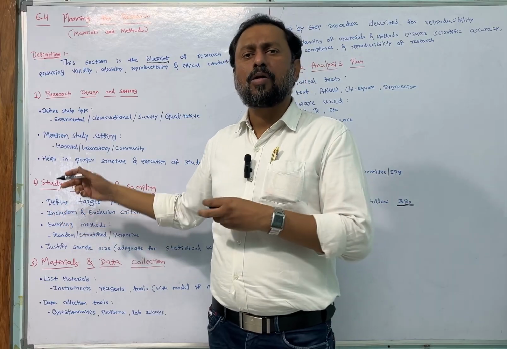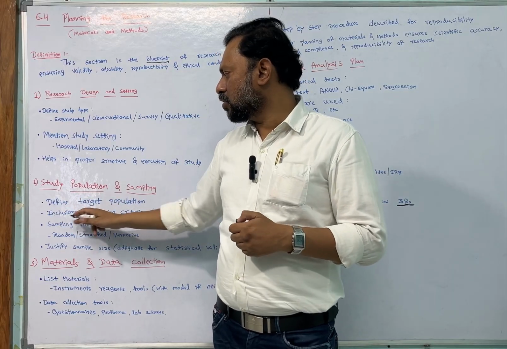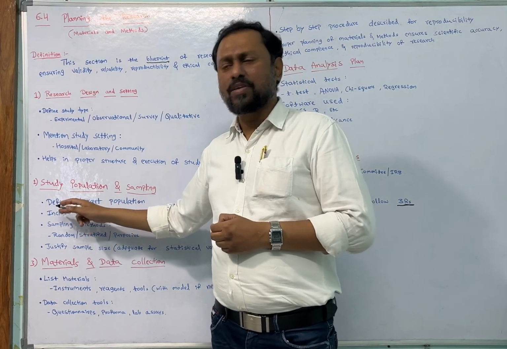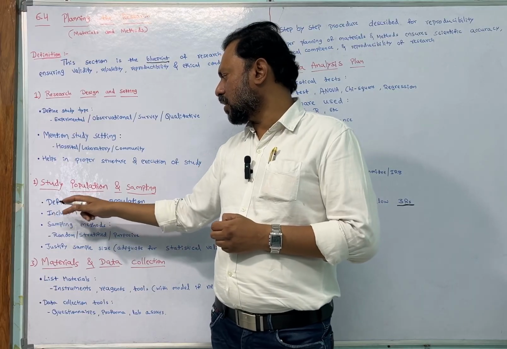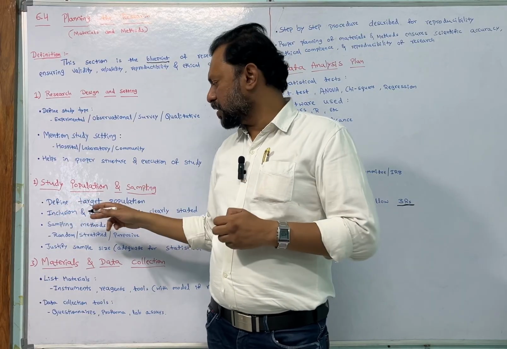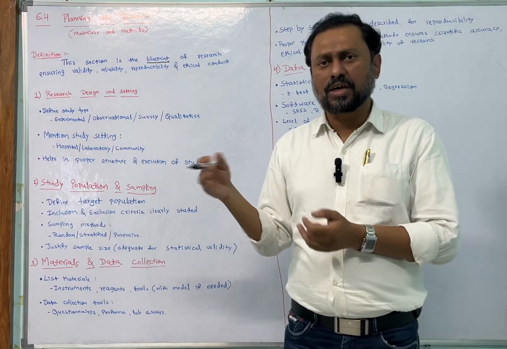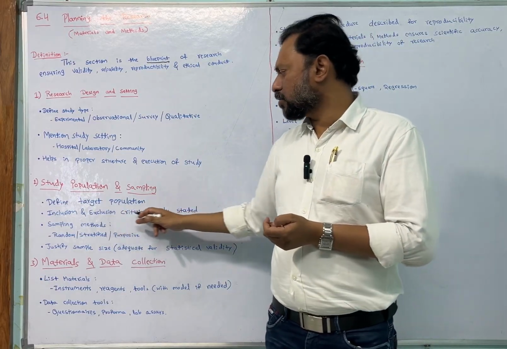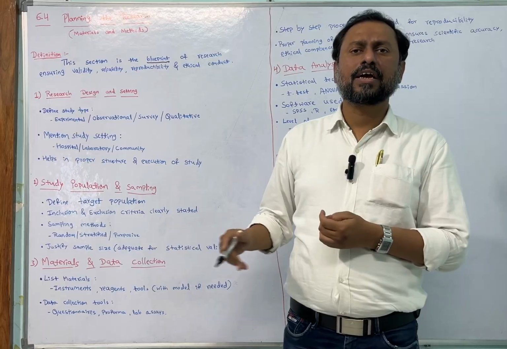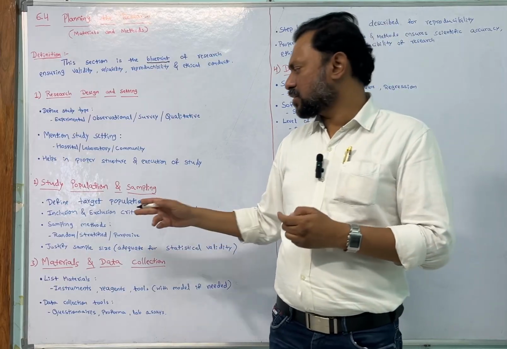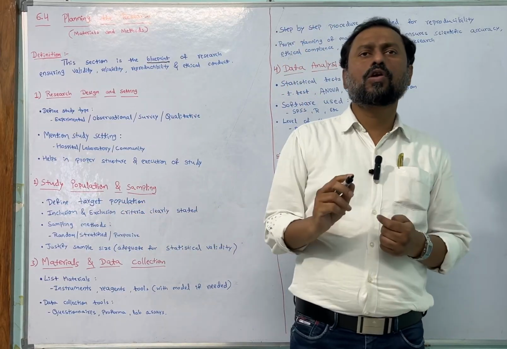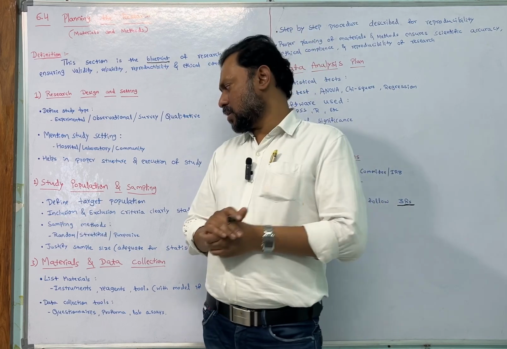Whether you are including complicated cases, such as immune suppressant or HIV patients, whatever you are including, you have to mention. Exclusion means whether you are excluding those above 60 years or children; that also you have to mention in the exclusion criteria. If you are excluding complicated diseases, that also you have to mention in your research planning.